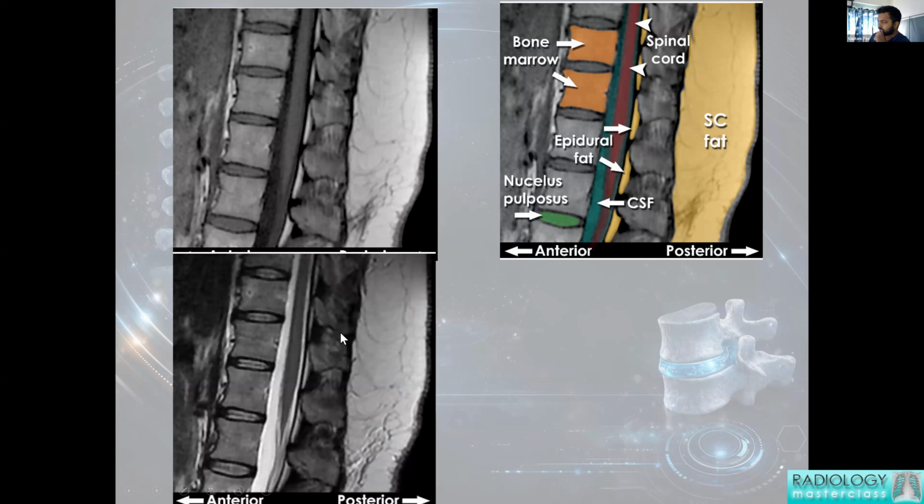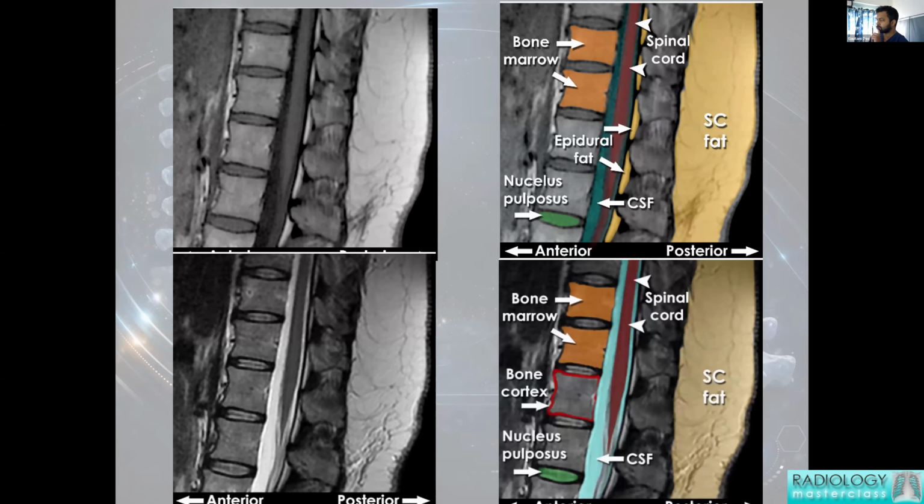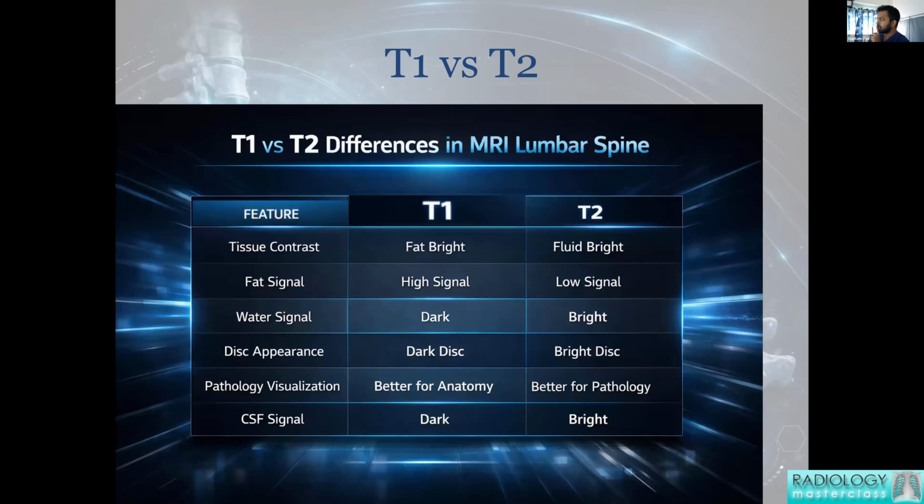And next is the T2. In T2, as we can see, the fluid is white, and the disc will also be a little bit brighter, and subcutaneous fat and epidural fat are also white. So this is the main difference: if you want to identify quickly, just see the CSF. If CSF is white, that is T2; if CSF is dark, that is T1. So the difference between T1 and T2 is, in T1, fluid will be black, fat will be white. In T2, both fluid and fat will be white.